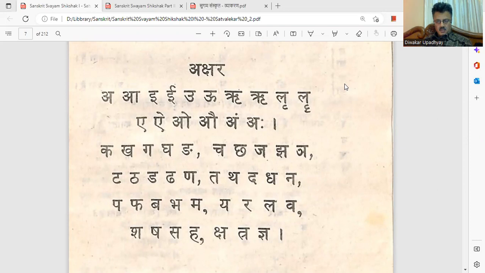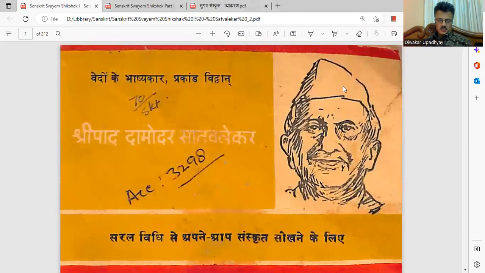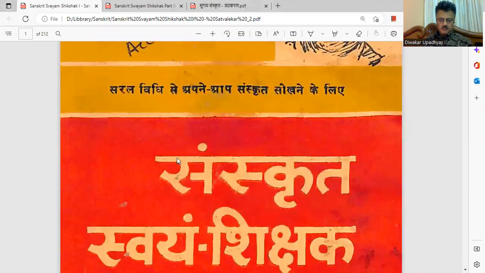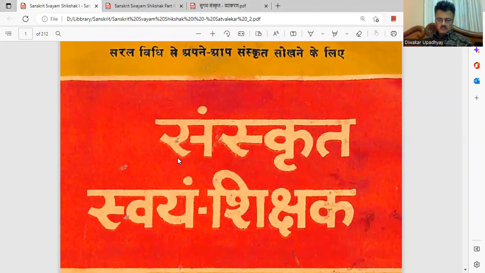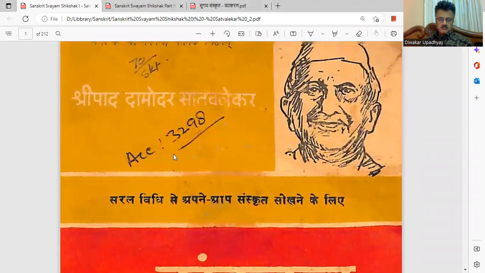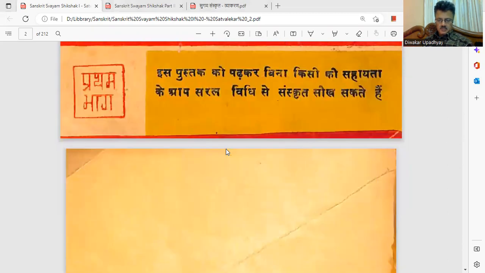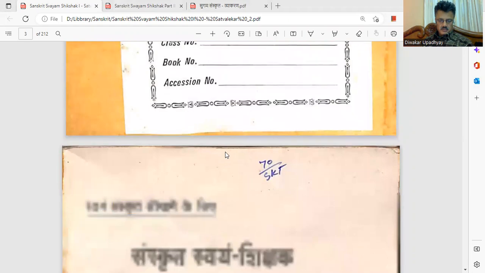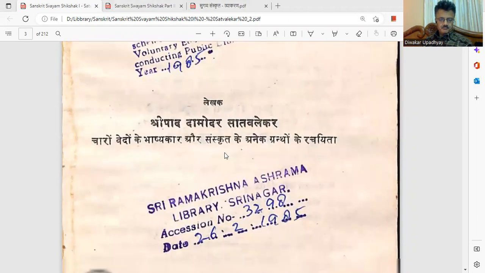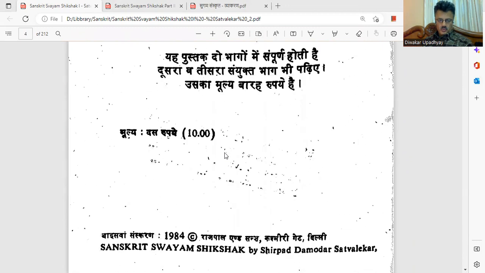Namaste. In this recording, I am trying to learn the Sanskrit language by following a book. This is the book. The name of this book is Sanskrit Swayam Shikshak, and this book is written by Sripad Damodar Satvalekar. This is the first part. So without delay, let's get into the book and see where we can start.